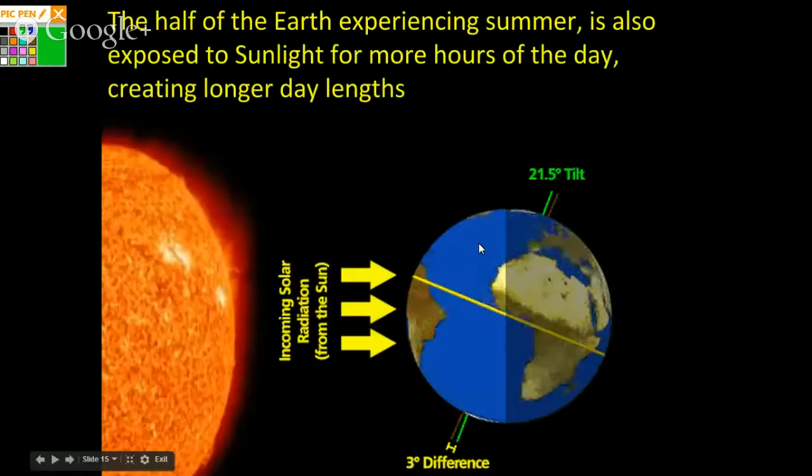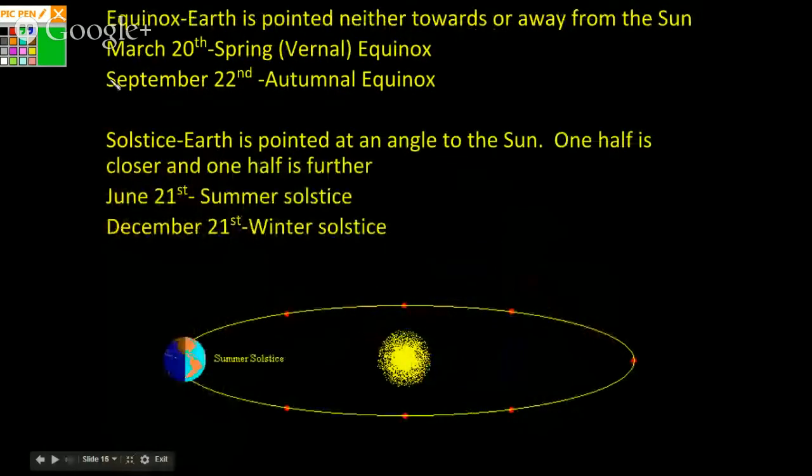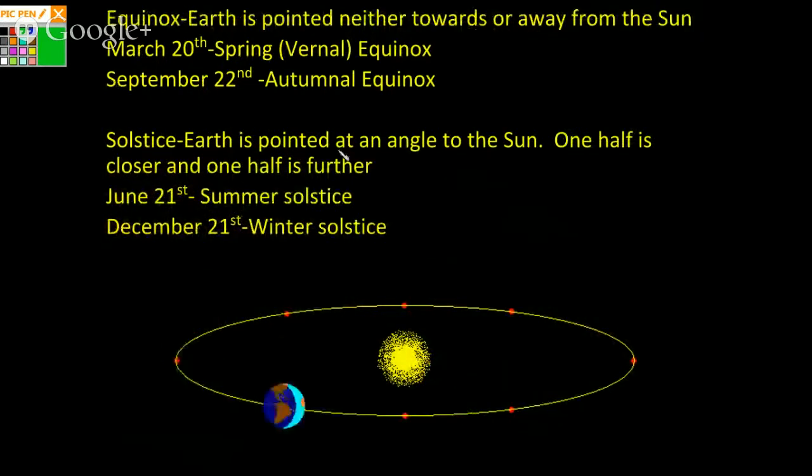So finally, some terms you should be familiar with. We have things called an equinox and then a solstice. When the Earth is pointed neither towards nor away from the sun, we call it an equinox. When the Earth is either pointed towards the sun or away from the sun, we call it a solstice. So we have a spring equinox, because it's not pointed towards or away from the sun. You see the spring equinox, or the vernal equinox, coming up there, or the autumnal equinox.